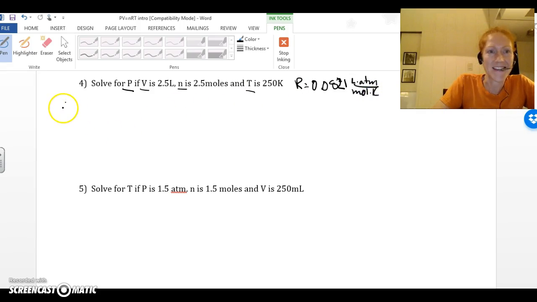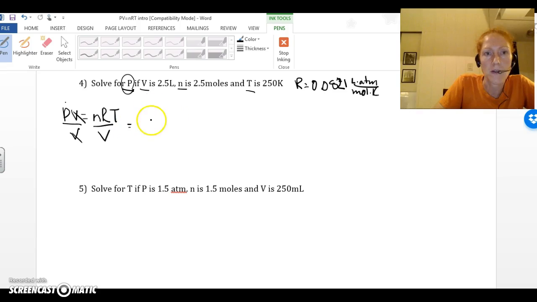Okay, then we're going to be using this equation. We're going to use an equation that has those variables in it. So PV equals nRT. The next thing I do is, since I'm solving for P, I'm going to have to get P by itself. So I'll undo what's being done to P. Okay, so P is equal to nRT over V. Now we can just plug in.